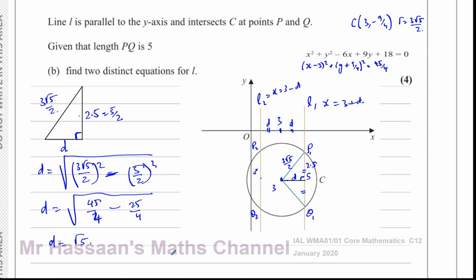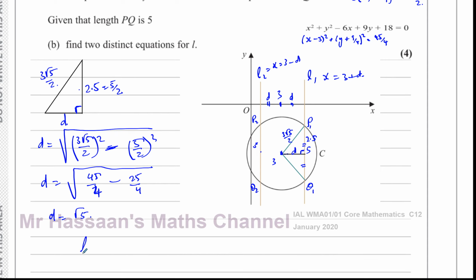So therefore, the equation of line 1 is going to be x equals 3 plus root 5. And for line 2 it is going to be x equals 3 minus root 5. So those are the two equations of those lines, those vertical lines, which cut the circle in such a way that the chord formed is 5 units.